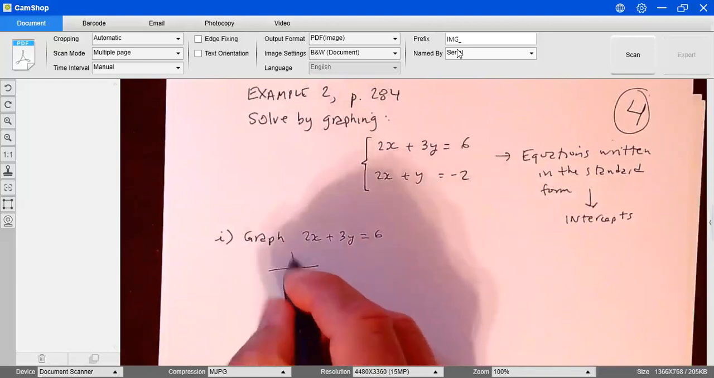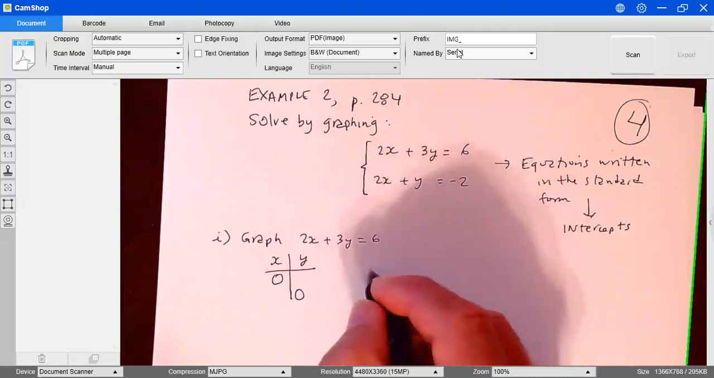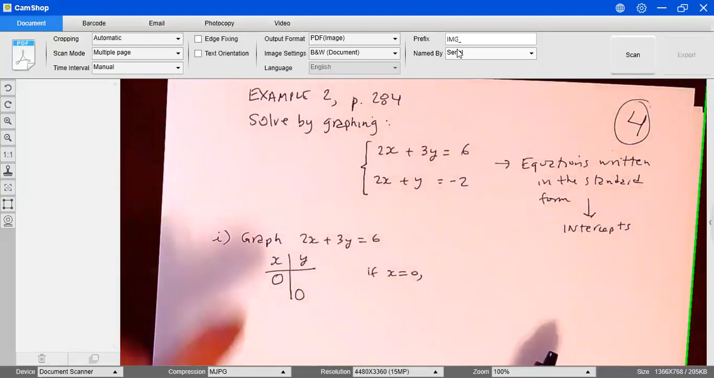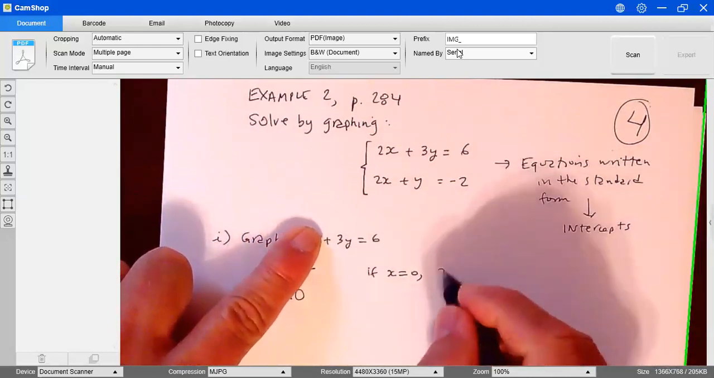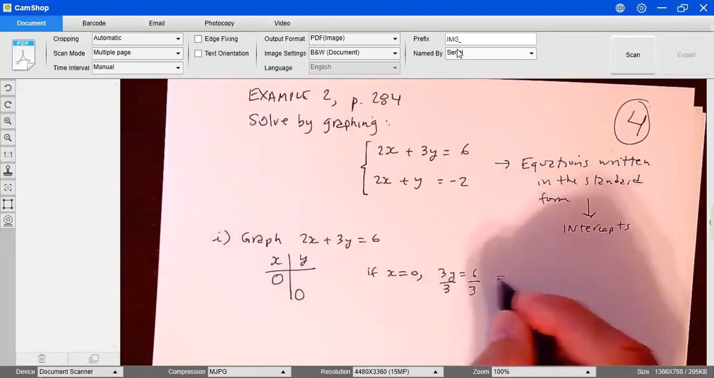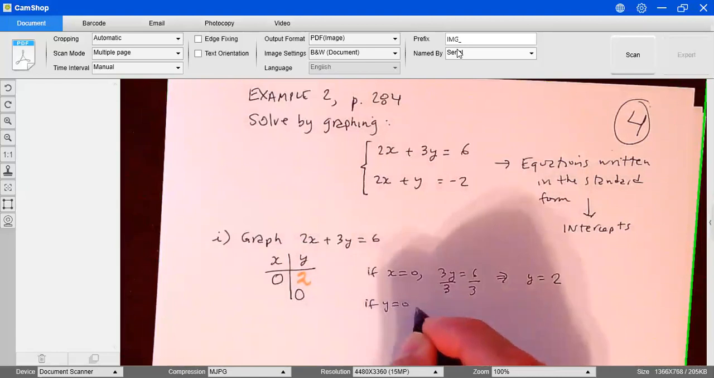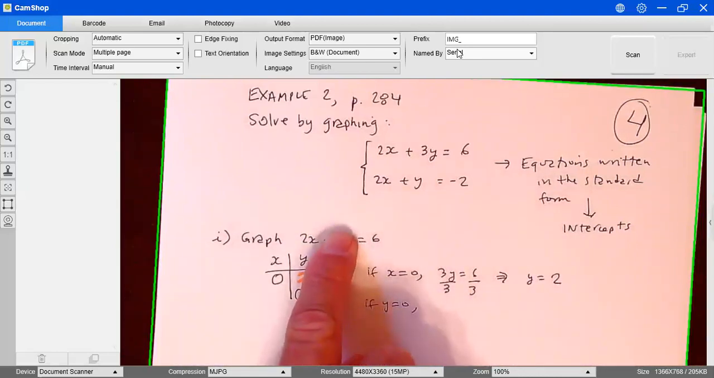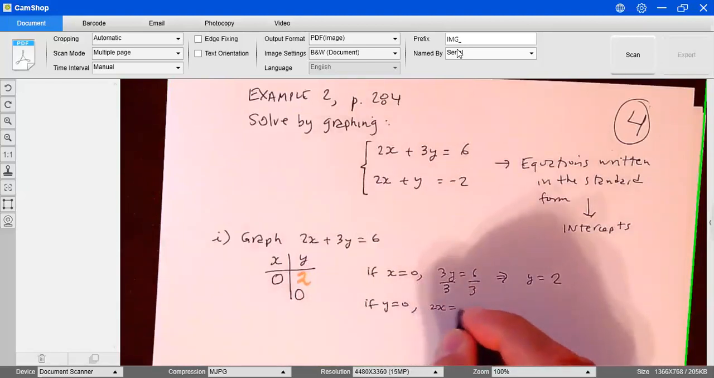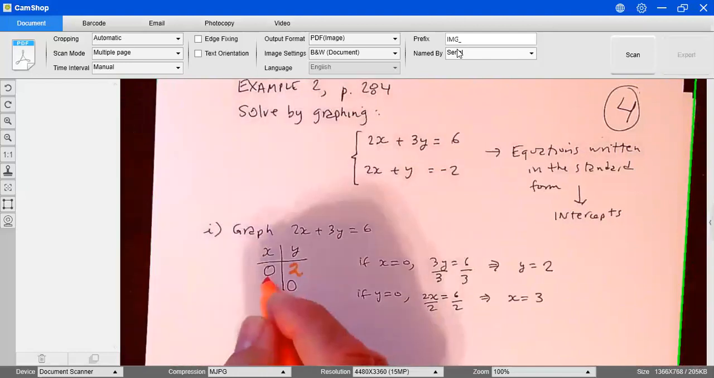We're going to use a small t-table with zeros in the diagonal. And remember, if x equals 0, you hide the term containing x and you read 3y equals 6. Then you solve for y by dividing by 3, which is the coefficient. So we get y equals 2. Now, in the other case, if y equals 0, we hide the y term and we read 2x equals 6. We divide by 2 because 2 is the coefficient. So here we get x equals 3.